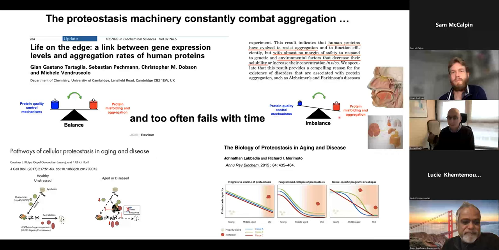What I very much recommend is reading these two reviews here, which I point to from Ulrich Hartl and Rick Morimoto's lab, where they describe how the quality control collapses with time, and also, very important, how aggregation occurs not only with time, but also in a tissue-specific manner. In other words, what I'm trying to say is that aggregation of one given protein in a tissue exposed to stress, like, for example, the olfactory bulb or the intestinal wall, occurs at a different speed or with different efficiency as compared to other tissues that are not exposed to stress.